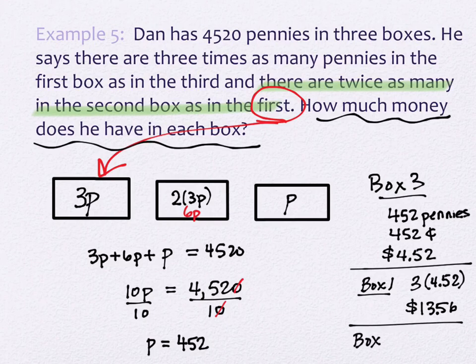And then box 2, you can either double the 1356 or you can multiply the 452 by 6. 2712.